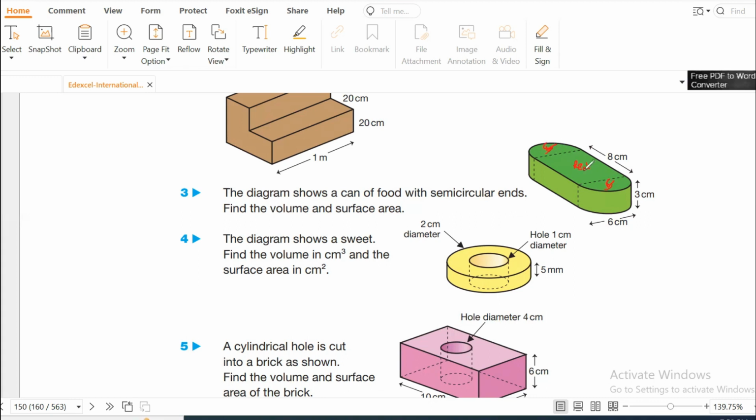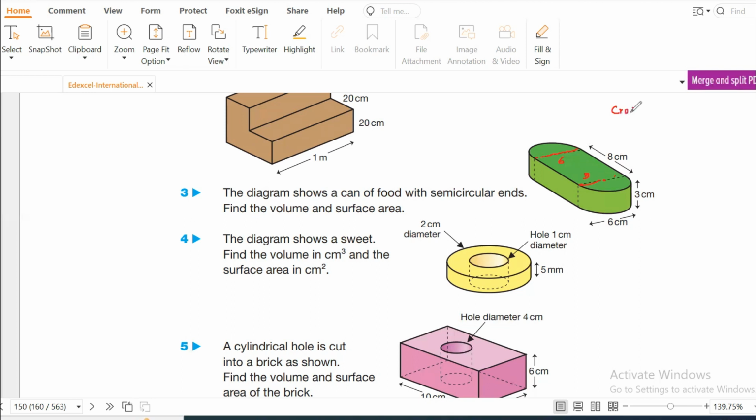So the area of two semicircles plus the rectangle is the area of the cross section. And remember, we need the radius as well. The radius is half of 6 because 6 represents the diameter. From here to here we have 3, and the full length represents 6. In this way you can also find the area of the rectangle.